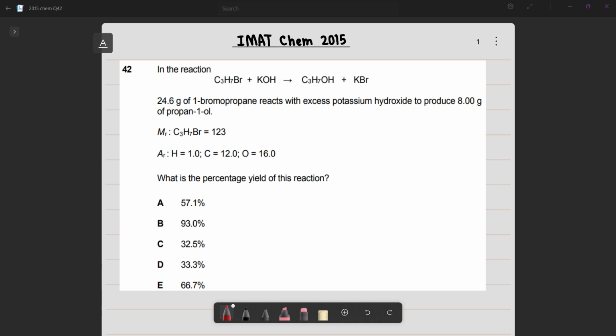Okay, welcome back. This is chemistry question 42 from IMAT 2015 past paper. So I'll be answering this question with full solution and working.